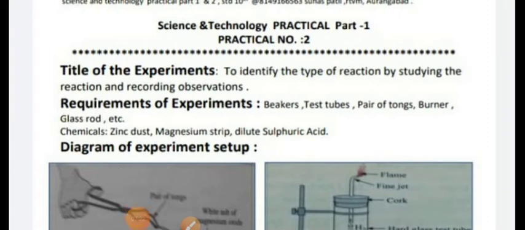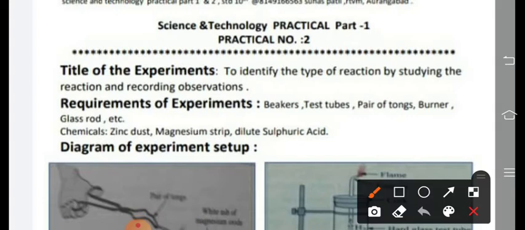Next, practical number 2. Title of the experiment is to identify the type of reaction by studying the reaction and recording observations. Requirements of this experiment are beakers, test tube, pair of tongs, burner, glass rod, etc. And chemicals we are using are zinc dust, magnesium strip, and dilute sulfuric acid.